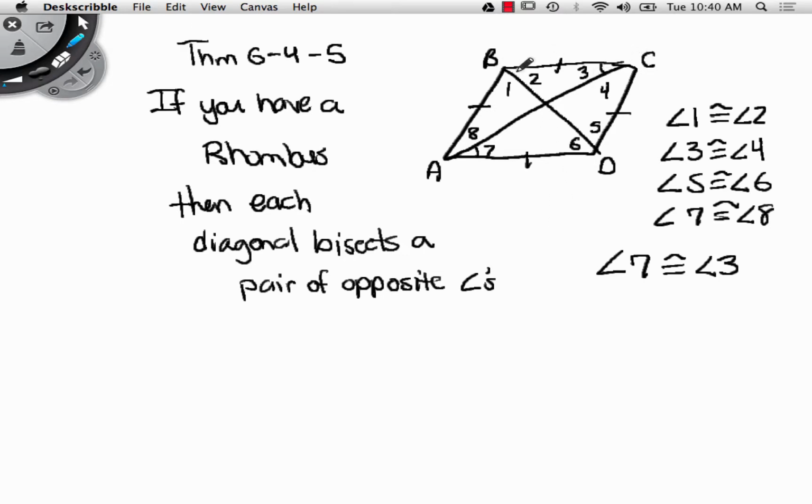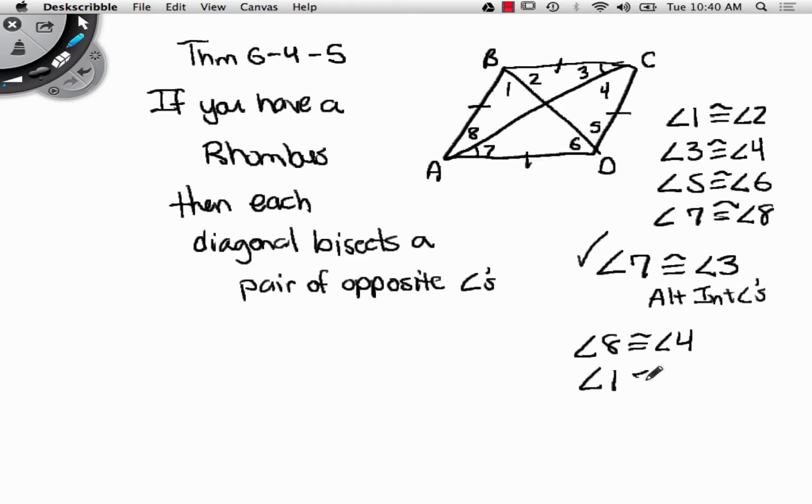Think of this as line BC, and this is line AD, and they're parallel. Not corresponding, but now we're getting closer. Alternate interior angles. So 7 has to be congruent to 3 by the alternate interior angles theorem. Which also means, by the way, that 8 has to be congruent to 4.